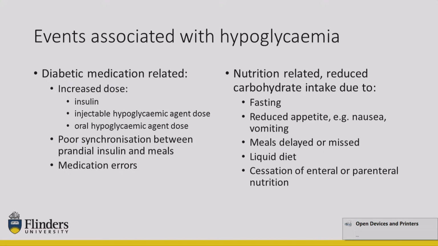What we're finding from the audit data is that actually the main category associated with hypoglycemic events are nutrition-related. So events where carbohydrate intake is reduced, and that may be due to a range of factors, whether patients are fasting, they've got a reduced appetite due to nausea and vomiting, they've missed a meal or delayed a meal for some reason, they're receiving liquid diets, or there's a change in the mode of feeding. So all of these things can lead to hypoglycemia. And if we can identify the ones that are most commonly associated with hypoglycemia, we can target those with our intervention design.